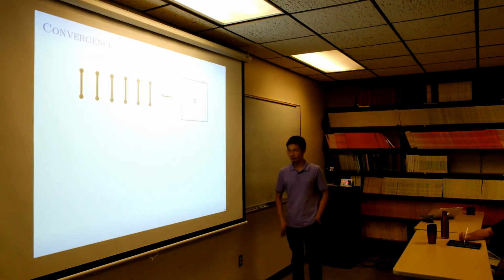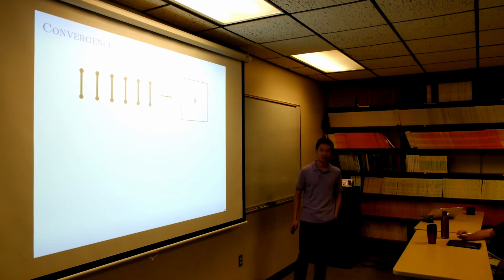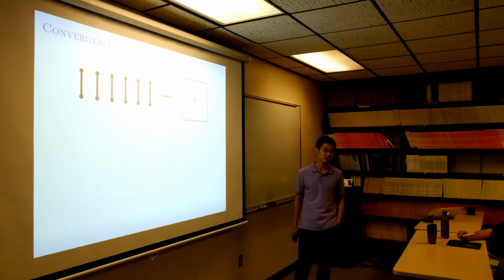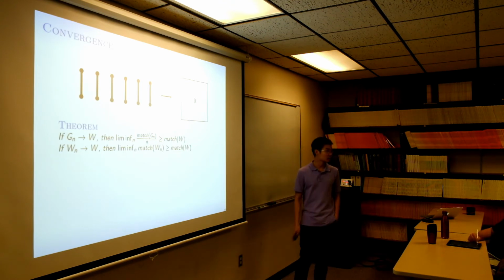So convergence. This bad example says you do not have the same convergence as the density of graphs, right? So you have a perfect matching converge to 0. But we do have convergences, it is greater than or equal to. So you look at the matching number of the graphs, and if it converges to a graph in W, then the limit of your matching number is greater than or equal to the matching number of W.